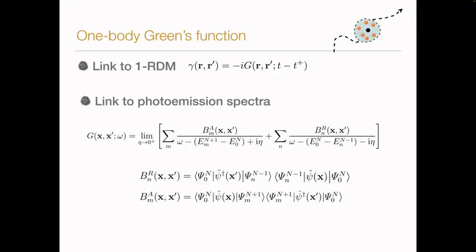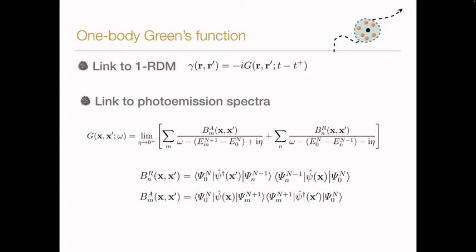In general, the state-of-the-art method to describe photoemission, in particular in solids, which is our target here, is many-body perturbation theory based on the one-body Green's function. The one-body Green's function describes precisely the propagation of a quasi-particle in a system, and it's strictly linked to the one-RDM, because the Green's function depends on a time difference at equilibrium, and so the equal-time limit gives you back the one-RDM.